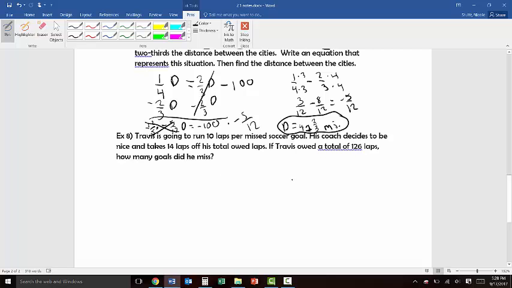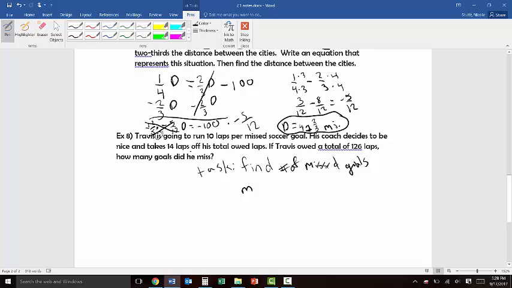Okay. So our last problem says Travis is going to run 10 laps per missed soccer goal. His coach decides to be nice and takes 14 laps off his total. Now he has a total of 126. How many goals did he miss? So our task looks like it's going to be find the number of missed goals. That's what we'll assign a variable to. So we'll say M for number of missed goals.